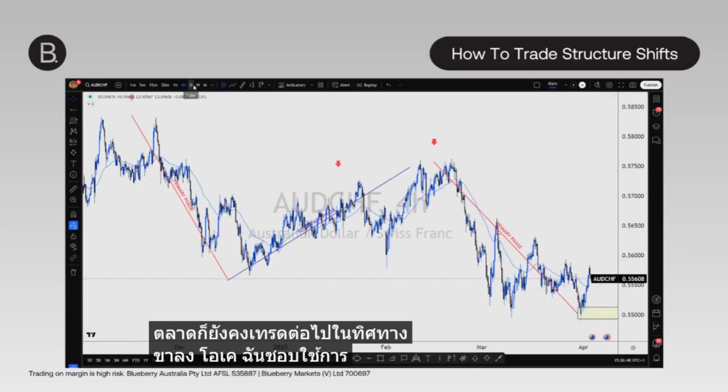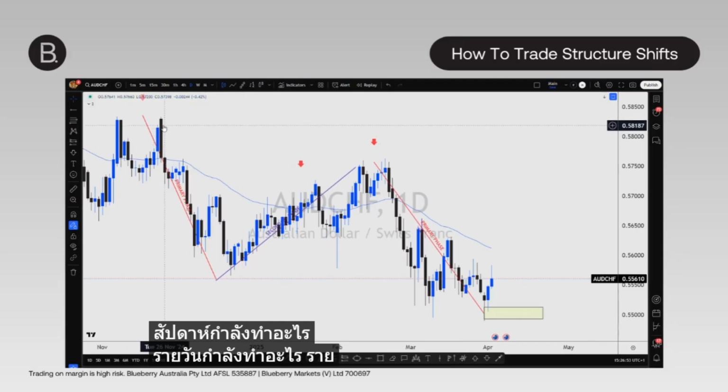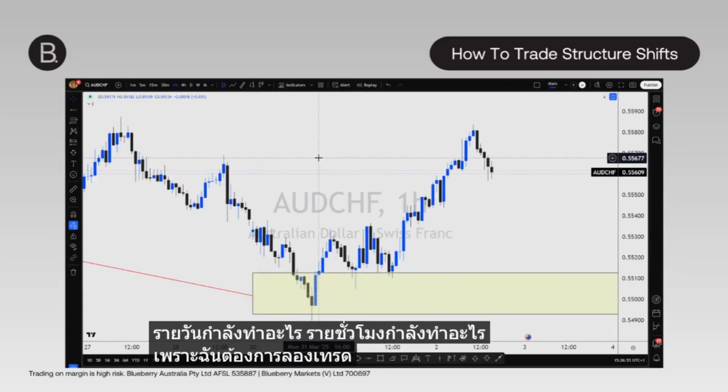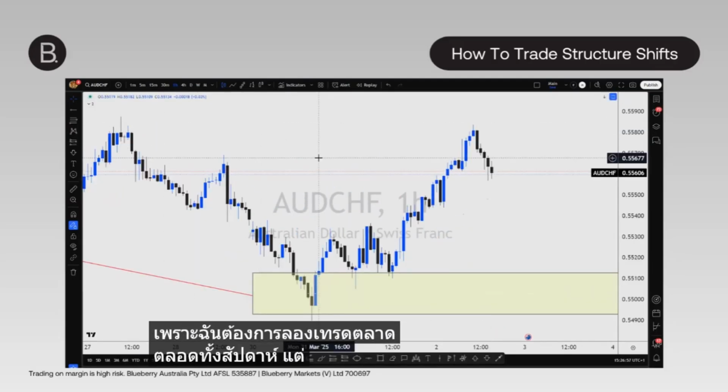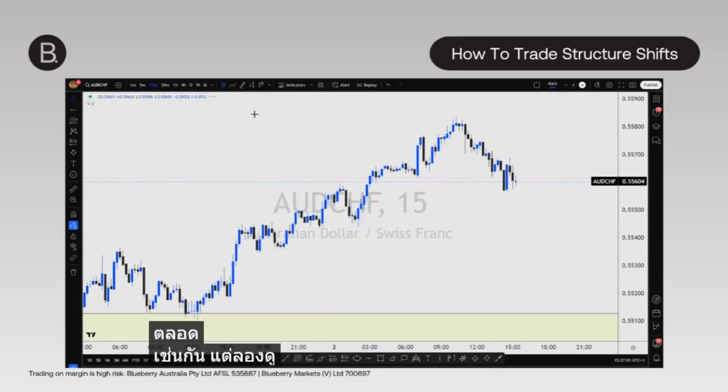I like to use more of a combination of looking at what the weekly is doing, what the daily is doing, what the hourly is doing, because I want to try and trade markets throughout the week. But if you don't have time to do that, you can do that throughout as well. But let's have a look at even lower.